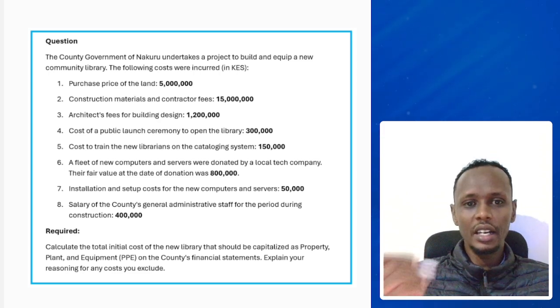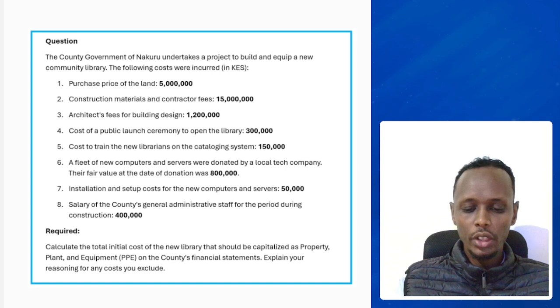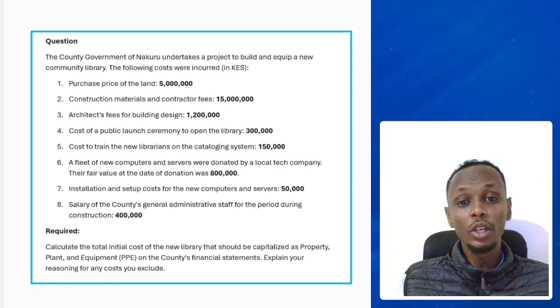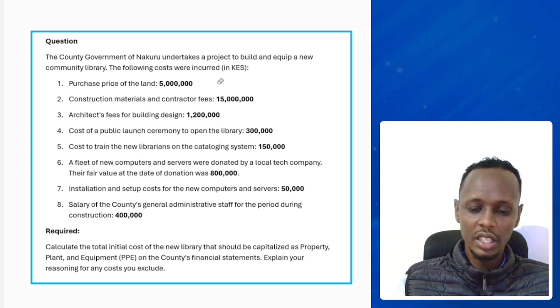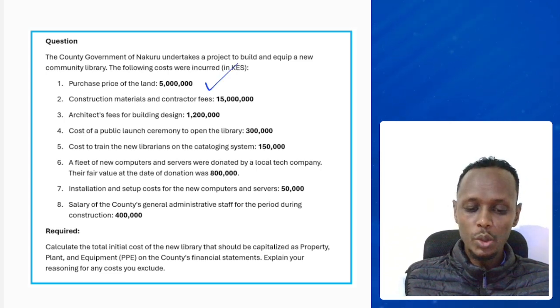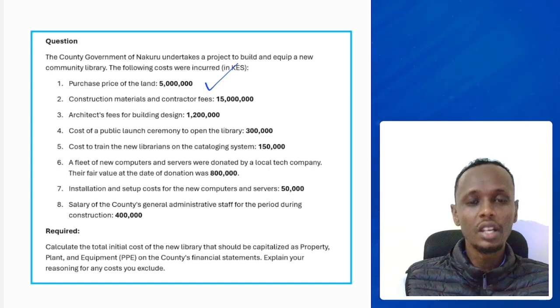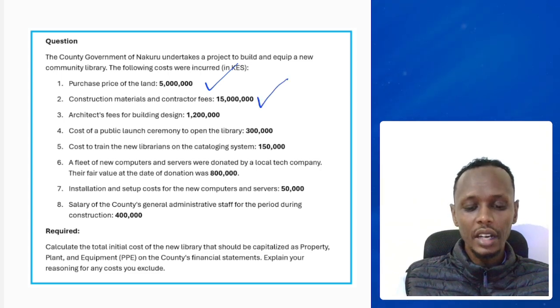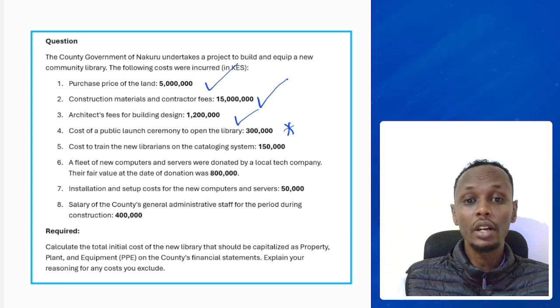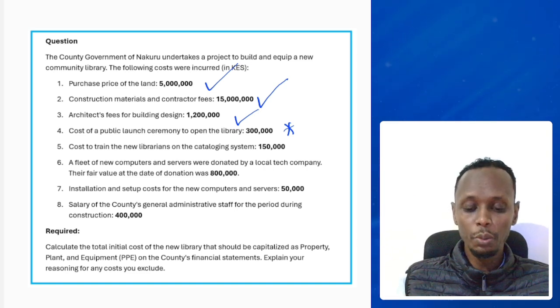Let us handle this one by one. The first thing, land purchase. Will it form part of the initial cost? Yes, this one will form part of our initial cost. The next one, construction materials and contractor fees, 15 million. Will it form part of our initial recognition? Yes. Then architect fees for building design, yes, it is directly attributable cost. Cost of the public launch ceremony, no, that is not adding value, and therefore it would not form part of the directly attributable cost.